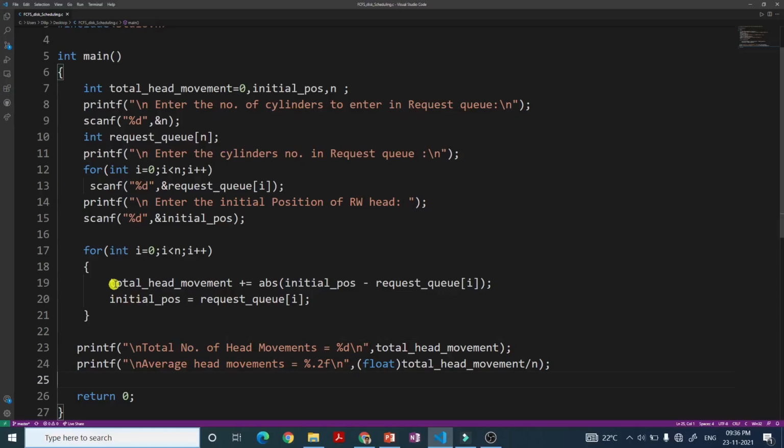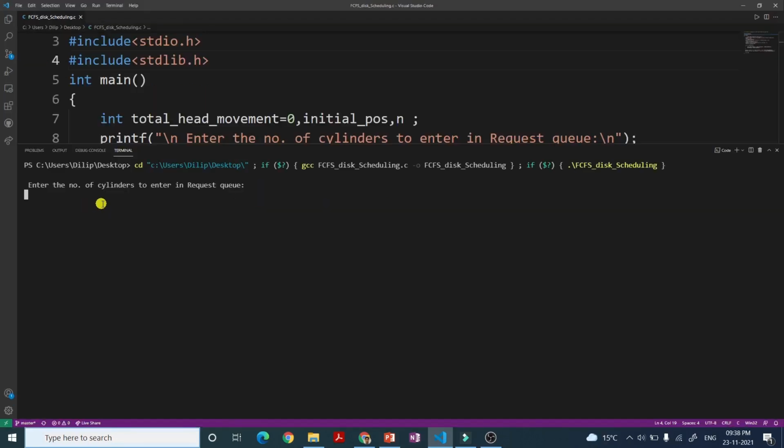We have to see how we can actually count the total head movement, because based on this we can count the average head movement. I printed the average head movement to 2 decimal places, so I used %.2f. Let me run this program first, and then you can understand how the input and output will look. The program asks to enter the number of cylinders, so I entered 8.